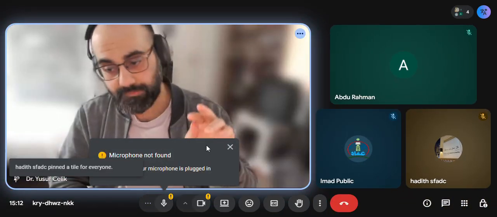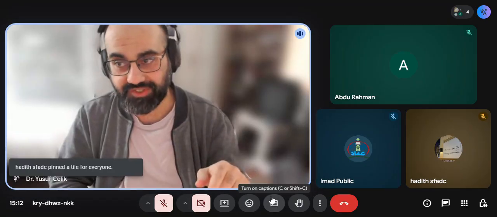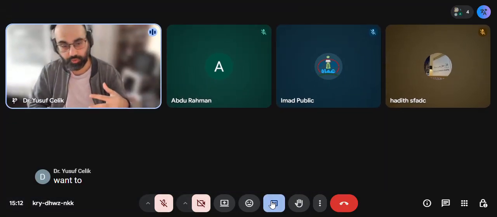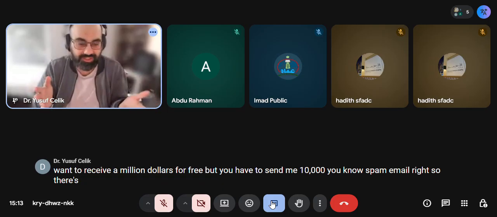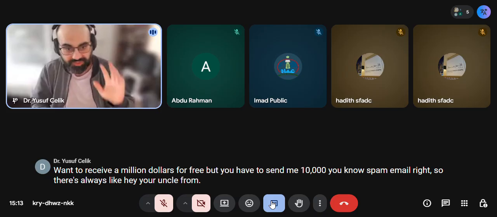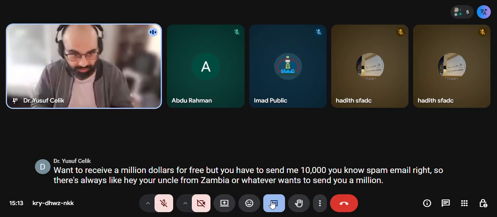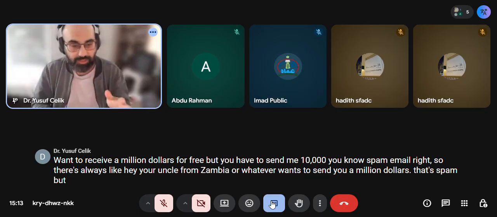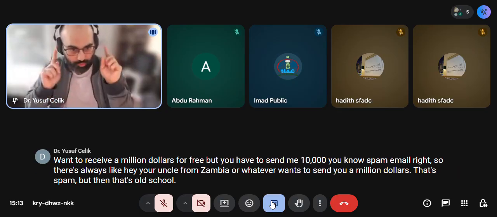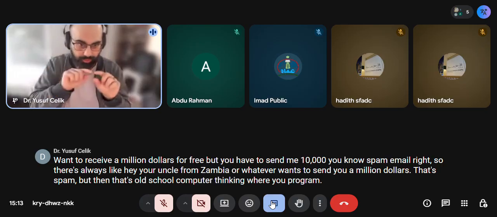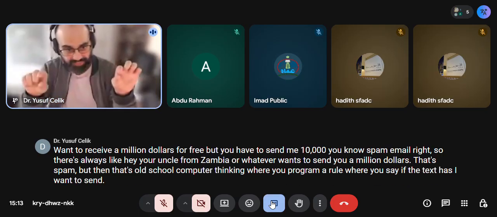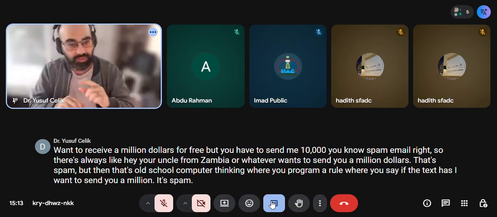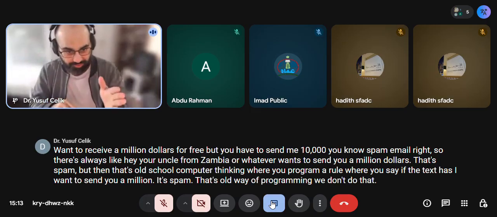In advance. If the content says something like, hey, do you want to receive $1 million for free, but you have to send me 10,000, spam email, right? There is always something like, hey, your uncle from Zambia or whatever wants to send you $1 million. That's spam. But that's old school computer thinking, where you program a rule where you say, if the text has, I want to send you $1 million, it's spam. That's the old way of programming. We don't do that with machine learning.